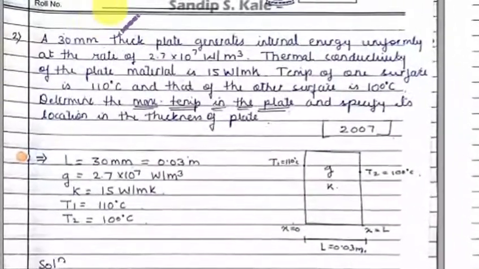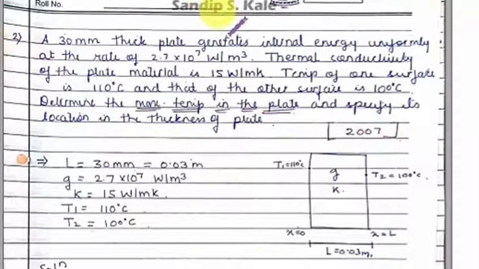Let's see. A 30 mm thick plate generates internal energy uniformly at a rate of 2.7 into 10 raised to 7 watt per meter cube. The thermal conductivity of the plate is given as 15 watt per meter Kelvin. Temperature on one side is given as 110 and the temperature on the other side is given as 100. What you are supposed to determine is the maximum temperature in the plate and specify the location, meaning where the maximum temperature will occur. So let's start with the numerical.